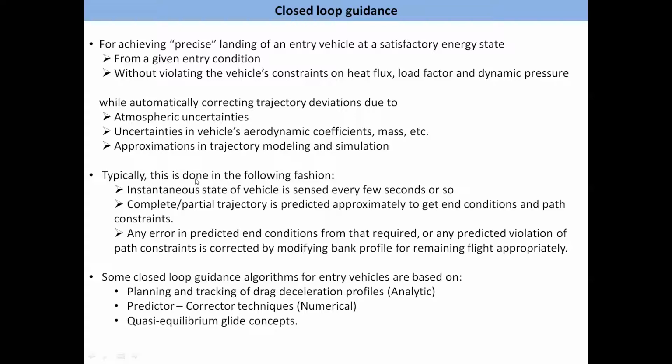So if there is any error in the predicted end conditions from what the simulation suggests, or any predicted violation of path constraints is expected, then the future bank profile of the vehicle is modified appropriately so that those errors are corrected. So some closed loop guidance algorithms for entry vehicles are based on planning and tracking of drag deceleration profiles, some predictor corrector methods, quasi-equilibrium. Like these are terms that you will find regarding entry trajectory in papers related to entry trajectory design analysis.